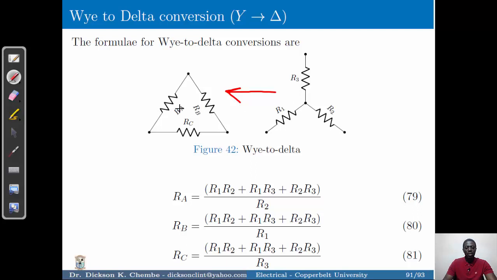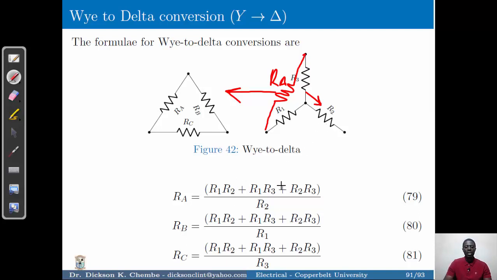For us to obtain RA, we're looking at forming RA in between these two resistances, R1 and R3. This is going to be RA. Now you notice that opposite RA is resistor 2. This resistor 2 is going to be the denominator for RA. So right opposite this resistor RA is resistor 2, which is the denominator in this case.